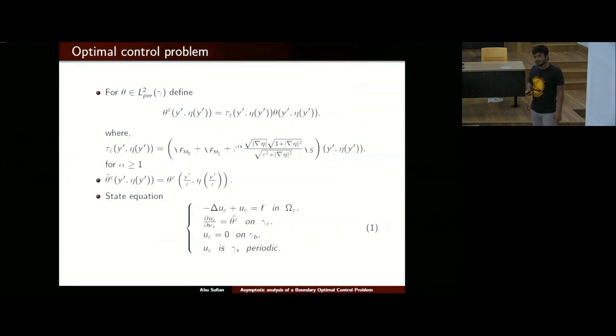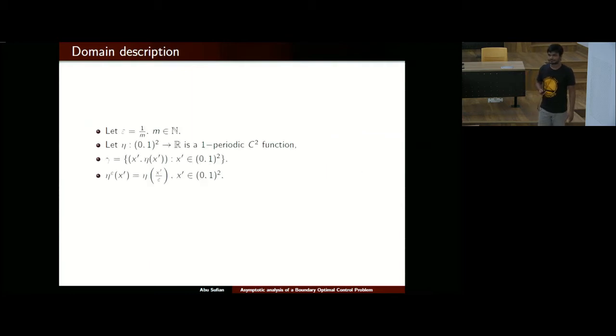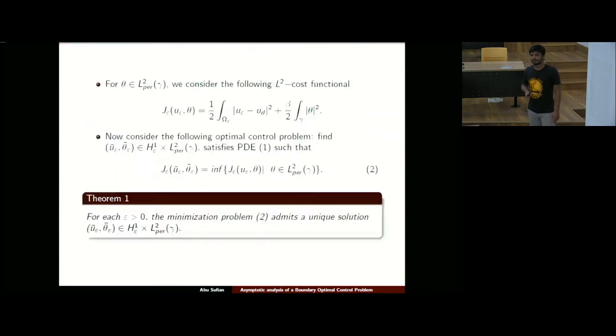Here H1 epsilon is the solution space for this elliptic problem, where H1 epsilon is nothing but the collection of all H1 functions which are 0 on gamma B and periodic on gamma S, where gamma S are the side part of the boundary. Like this one, I call it gamma S. So for each epsilon stage, we have an optimal state and optimal control corresponding to each epsilon. So what is our aim?